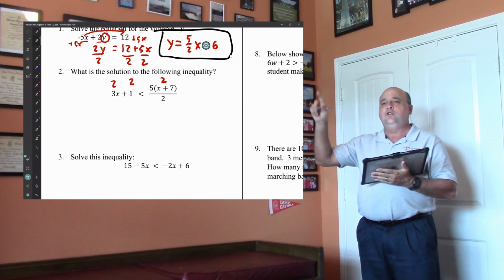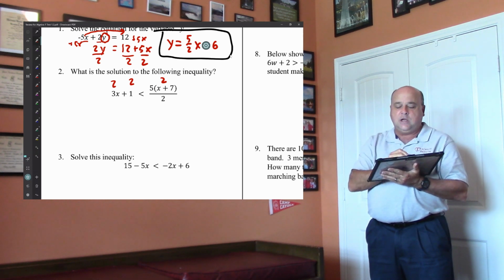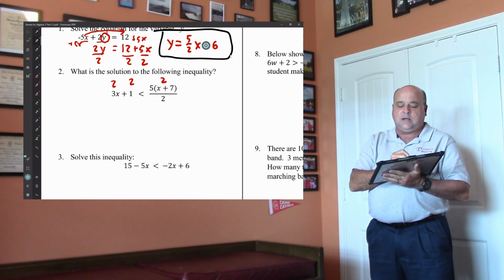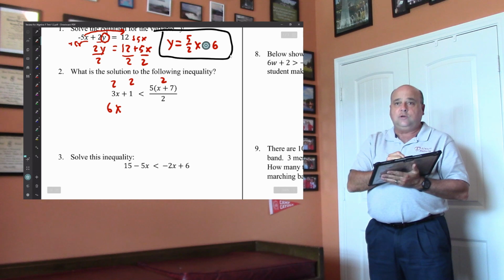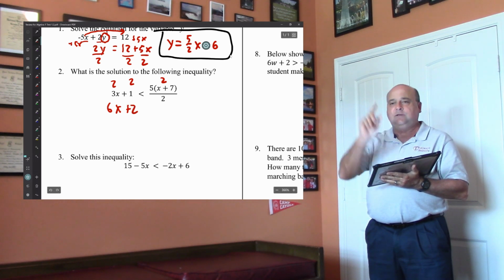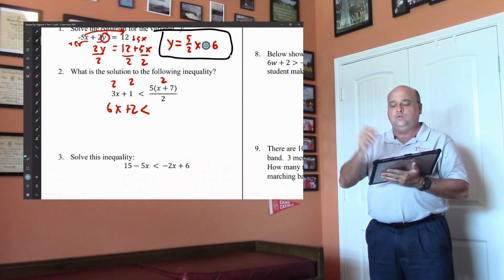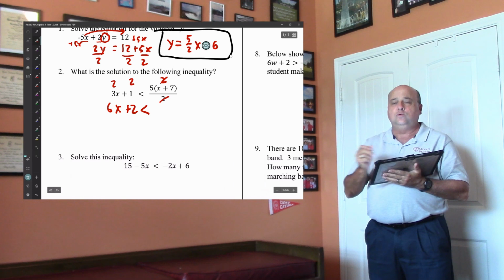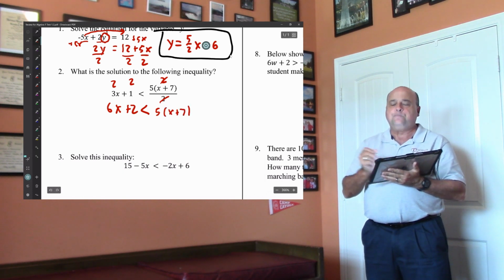Now then, let's go through and do sign. We wrote three 2's down. We're going to do sign, number, letter 3 times. So 2 times 3x. 2 times 3 is 6. The letter's x. Sign, number, letter. 2 times 1 is a positive 2. Sign and number. The less than won't change. And on the right, the 2's will divide out. 2 divided by 2 is 1. And what's left is 5 parentheses x plus 7.